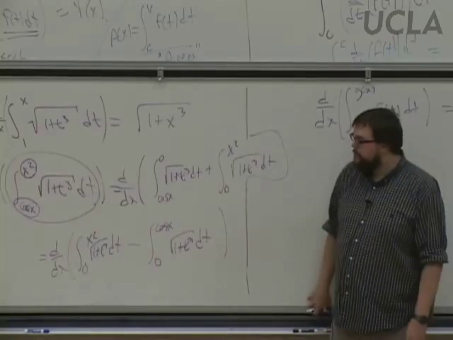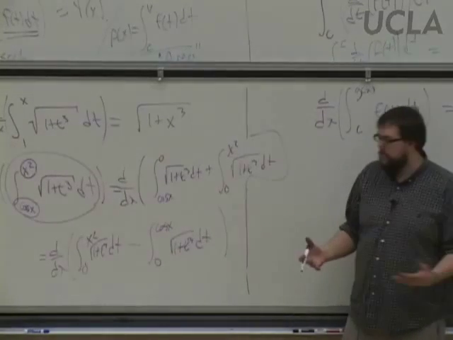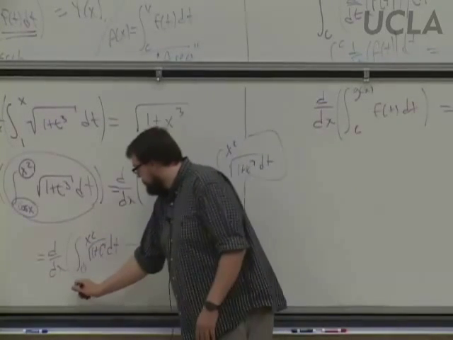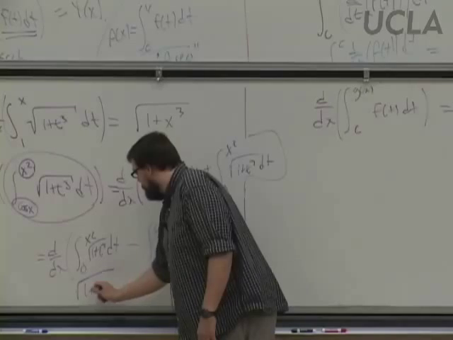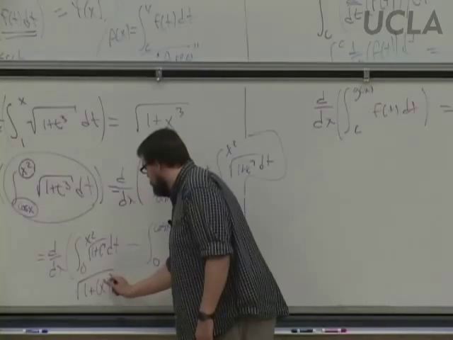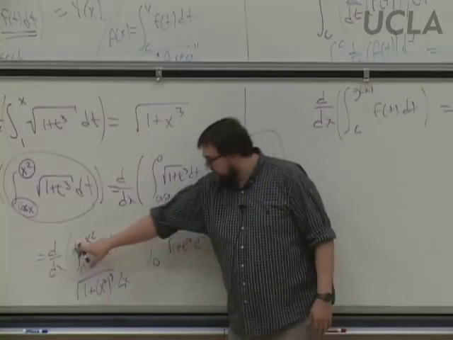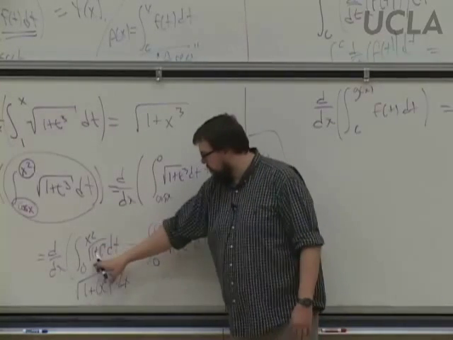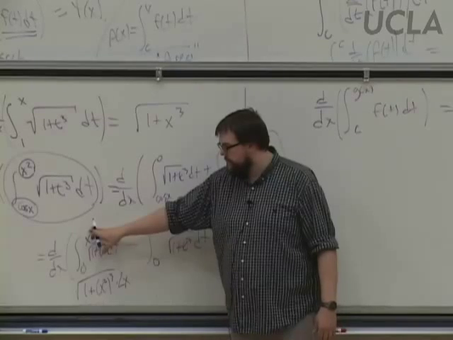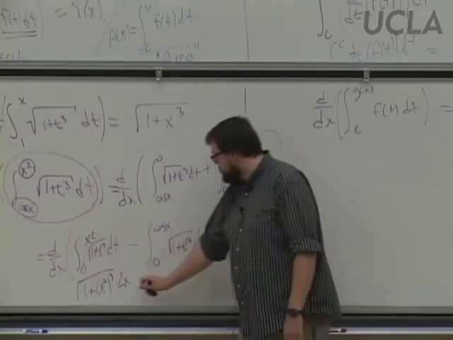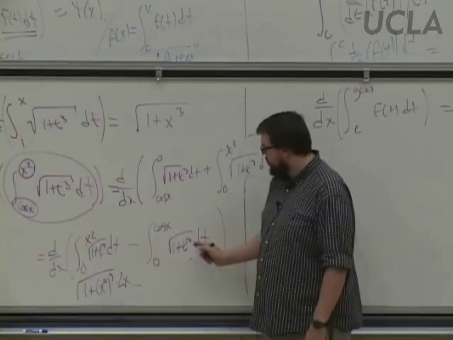And now, we just use the rules that we know. We've already done this derivative. So this derivative is the square root of 1 plus x squared cubed times 2x, where the derivative of the outside is square root of 1 plus t cubed. I plug in x squared for t. Then I multiply by the derivative of x squared, which is 2x. Minus, what's the derivative of this function?